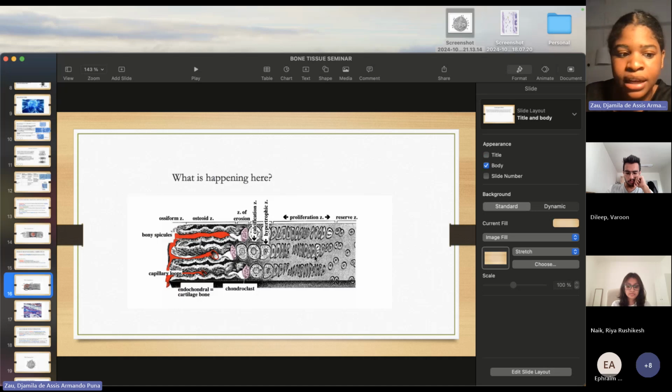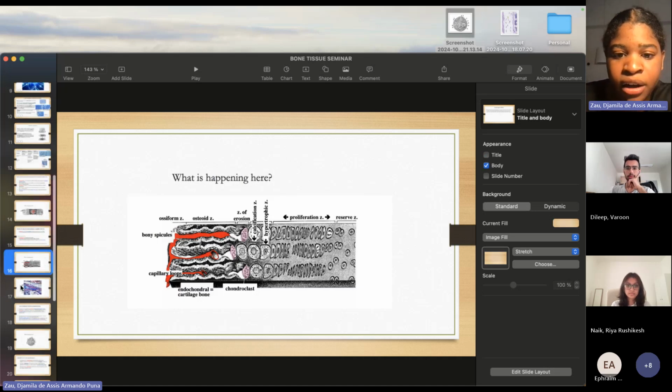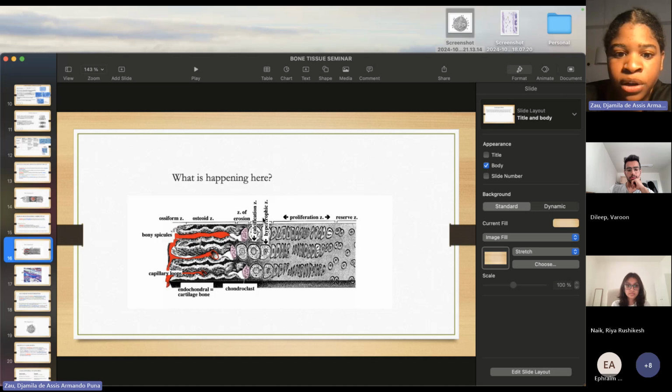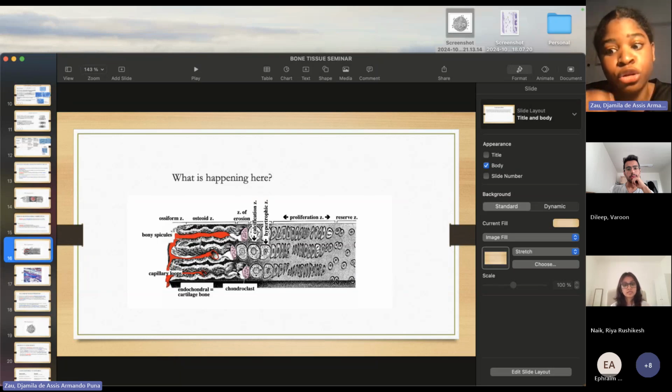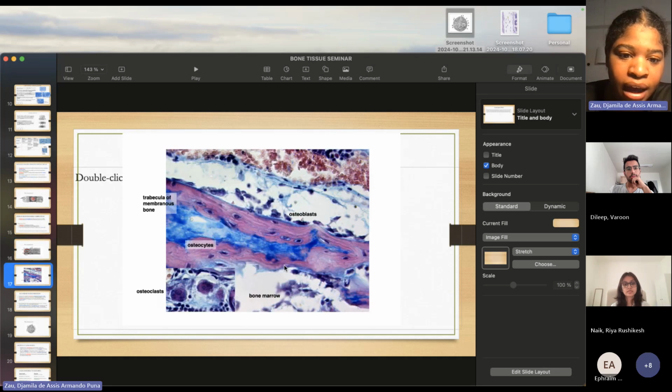And then this is something that you guys can also see here. The proliferation zone, the bony spicules, you have the ossification zone, osteoid zone, the zone of erosion. Here you guys can actually see the chondroclast destroying or resorbing the cartilage. And it's creating this cavity. The white part is the cavity, which will then allow the capillaries to go there and bring bone-forming cells to create the bone. Hope that made sense. And this is just an image of how it's actually going to look in your histological slide.